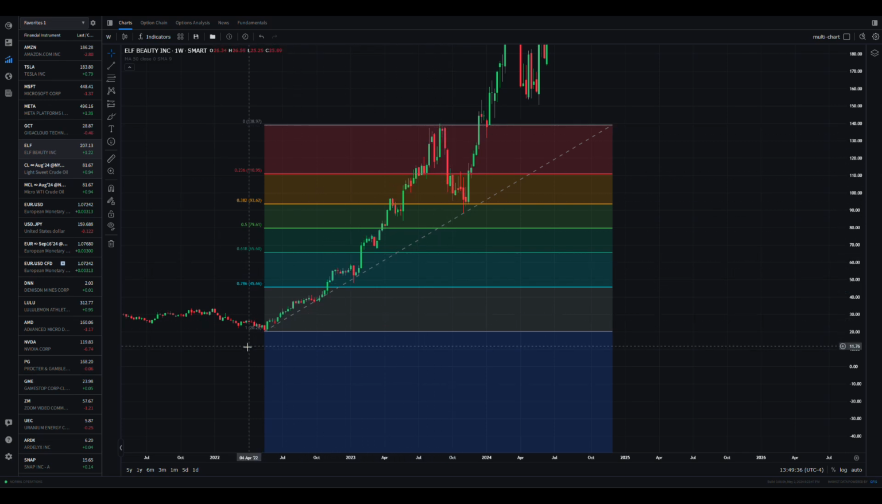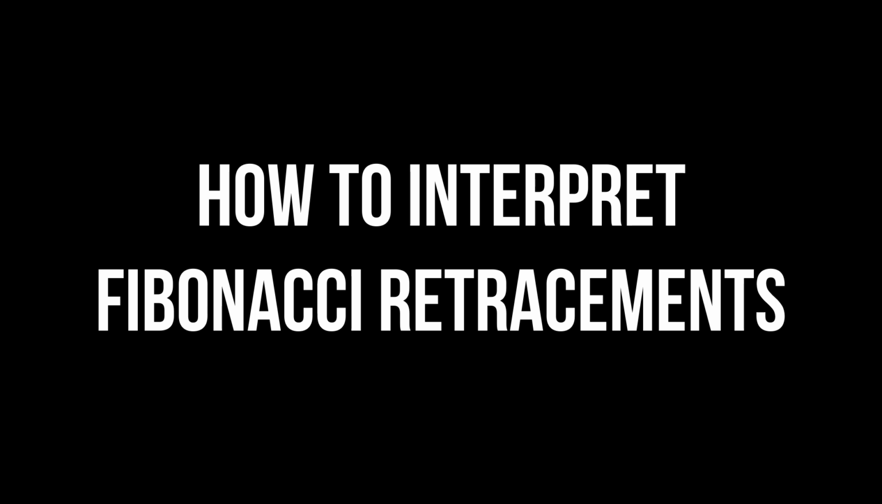Once the significant price move is identified, traders plot Fibonacci retracement levels on the chart. These levels are typically represented by horizontal lines at key Fibonacci ratios, including 23.6%, 38.2%, 50%, 61.8%, and 78.6%.